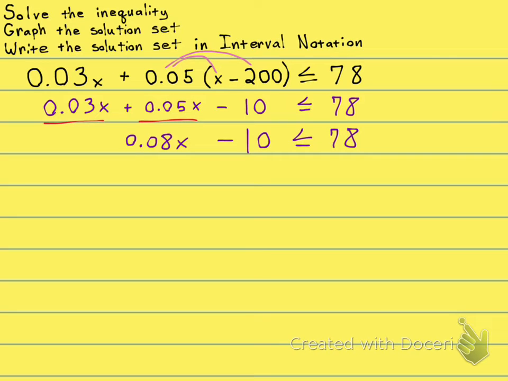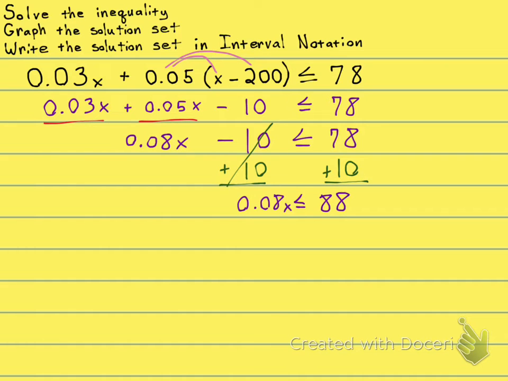And now we're going to isolate this grumpy old x and get him all by himself. So we need to get rid of a minus 10. Let's do a plus 10 on both sides. Plus 10 on the left side of the inequality. Plus 10 on the right side of the inequality. Negative 10 plus 10 is 0. So drop down your less than or equal to, bring down your 0.08x, and that is less than or equal to 88.